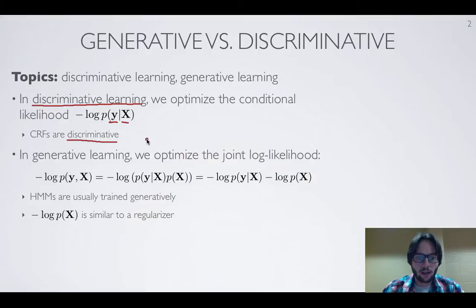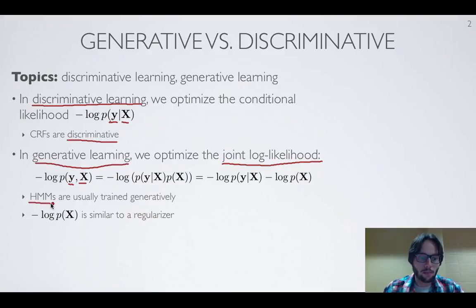Another alternative would be to do generative learning. That is, to optimize the joint log likelihood. In other words, optimize minus the log of the joint probability of observing y and x, as opposed to the probability of observing y given that I'm observing x.